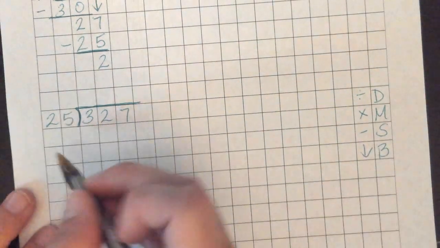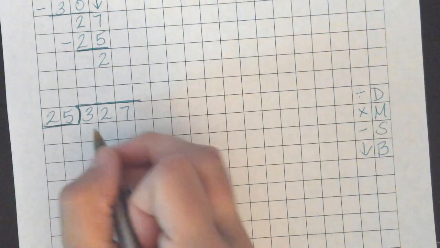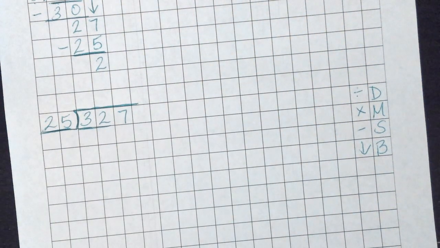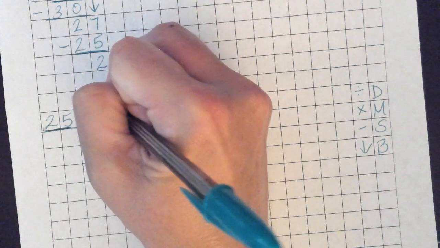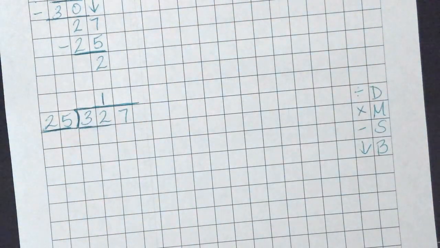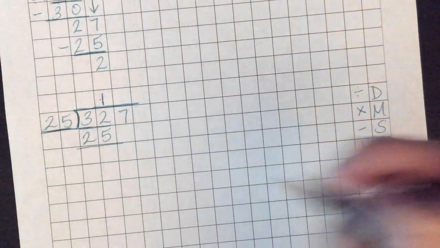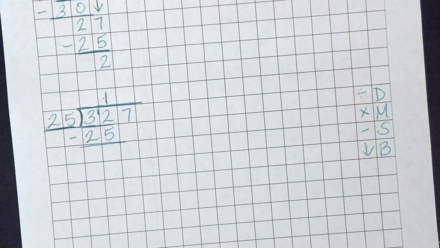Except now, instead of 5, I have 25. So I'm going to think 25 won't go into 3, but 25 will go into 32. Now, I know that two 25s make 50, and 50 is bigger than 32. So the closest I can get is 1 time. So I've divided. 32 divided by 25 equals 1. Now, 1 times 25 is 25. So now I've multiplied. Now I subtract.